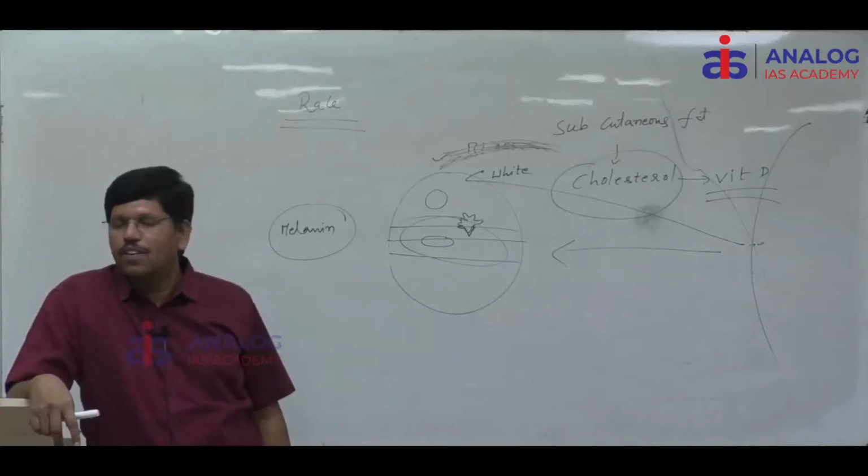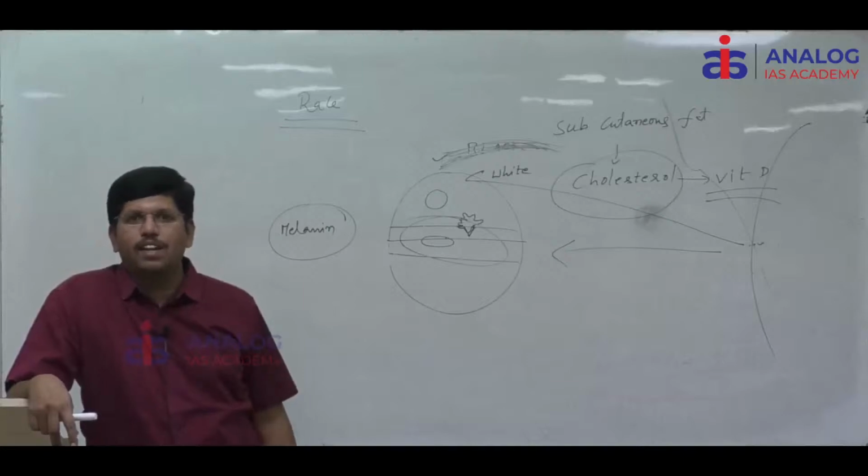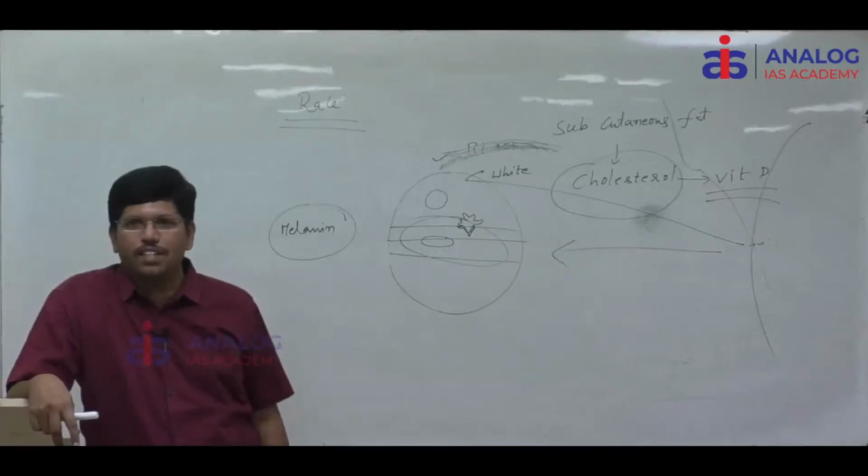Why? Because we are not allowing the nature to act upon. We are controlling the natural selection by acting as another selecting agent. That is called artificial selection.